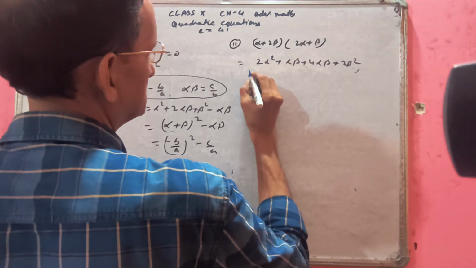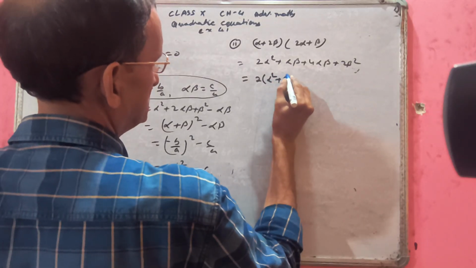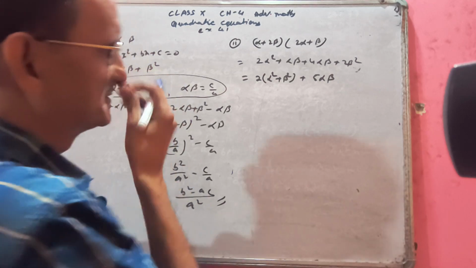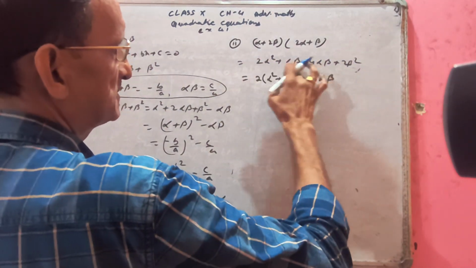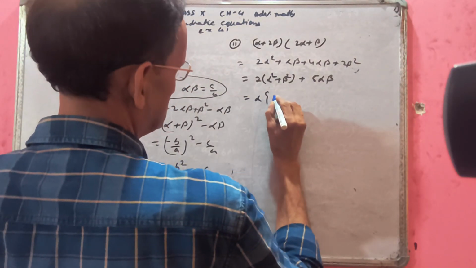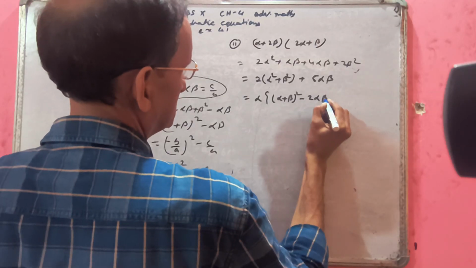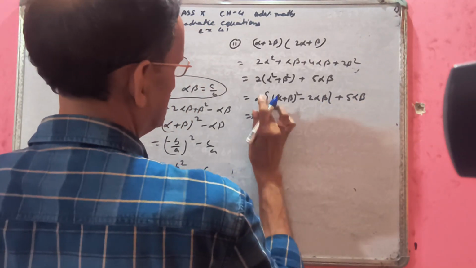So what will be here? 2 into alpha square plus beta square plus 5 alpha beta. 2 alpha square 2 beta square, we can take 2 common, 4 alpha beta plus alpha beta 5 alpha beta. Then a square plus b square, we have a plus b whole square minus twice ab plus 5 alpha beta. Remove the bracket, this is 2 here, sorry.